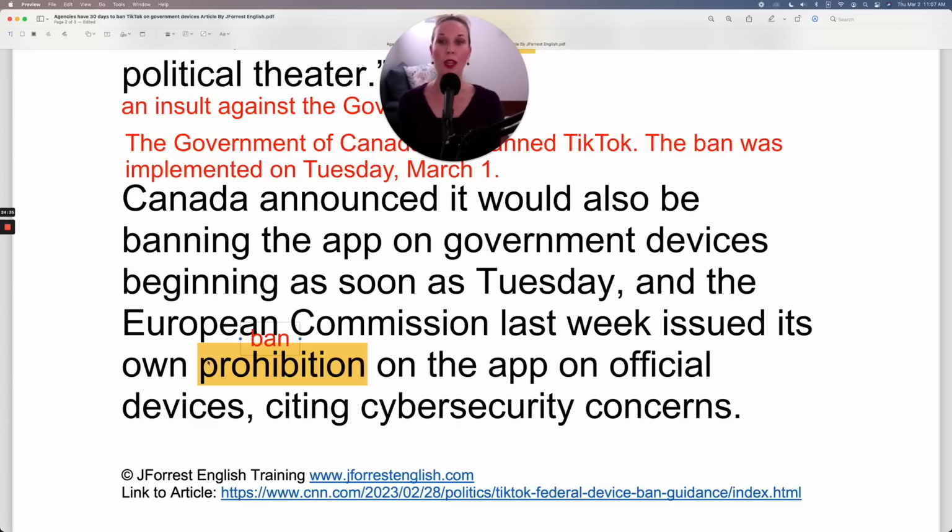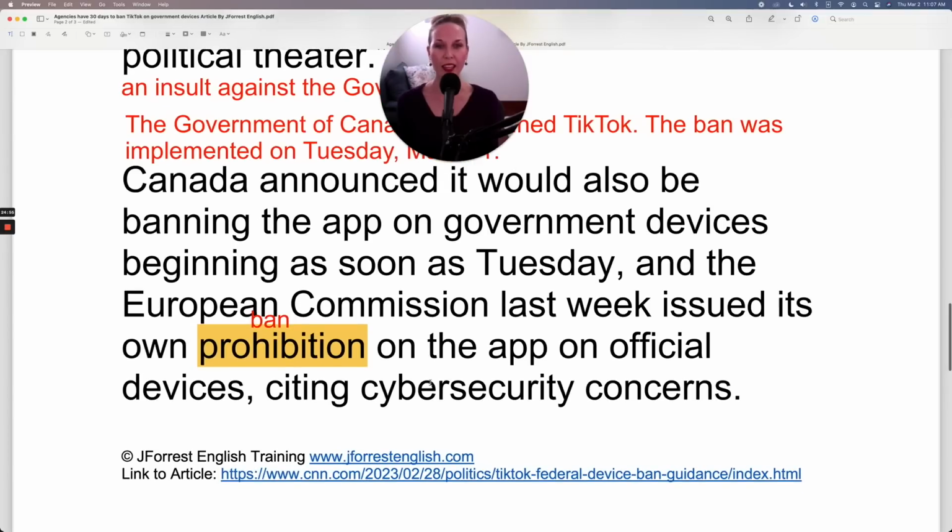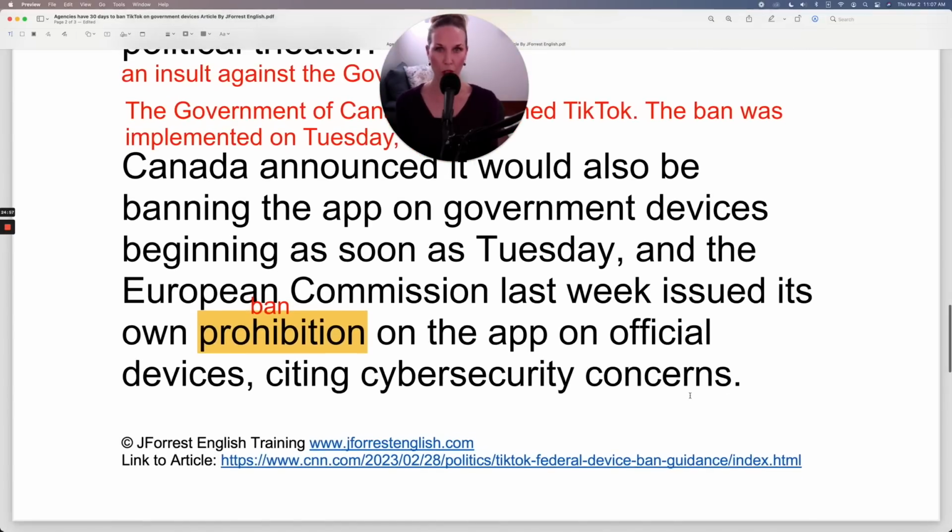Last week issued its own ban, in this case it's a noun, on the app on official devices. Remember, this isn't for a regular citizen. This is just for a phone, a device that was issued by the government. So keep that in mind on official devices, citing cybersecurity concerns.